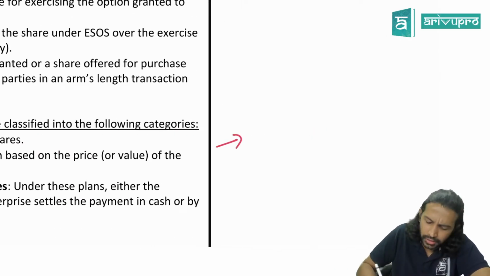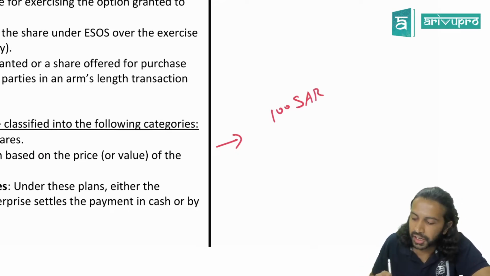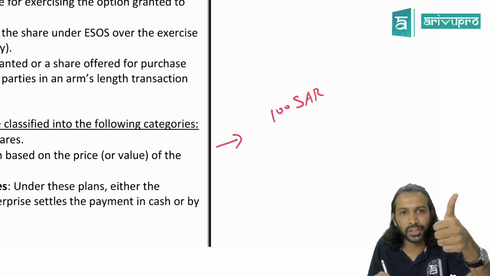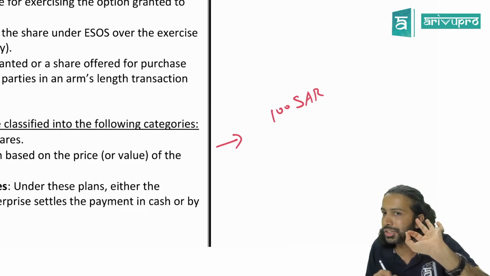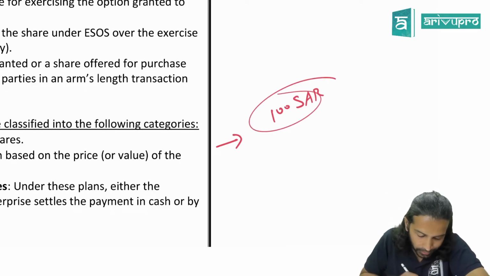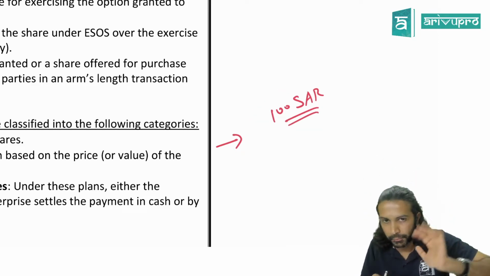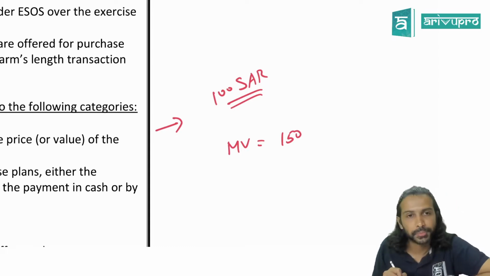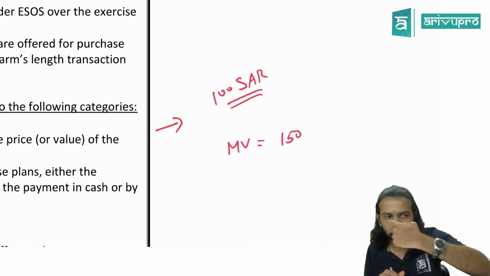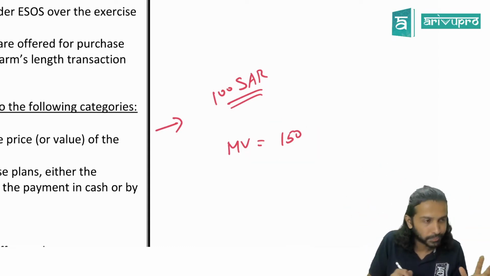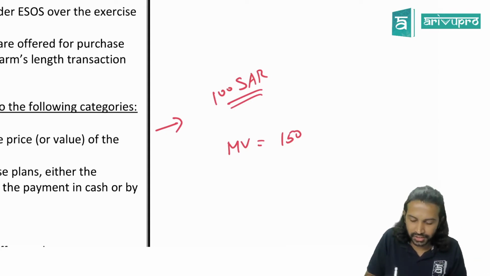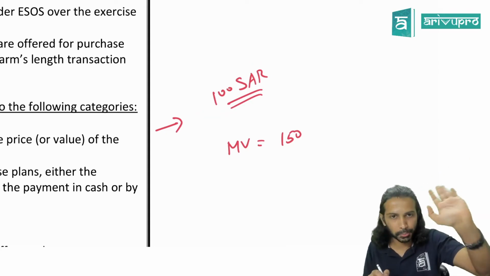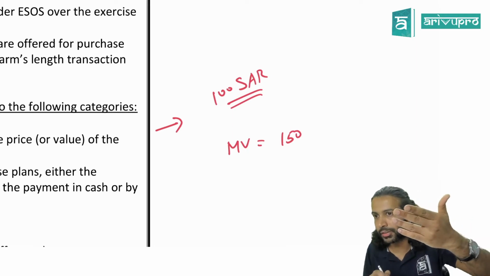How this works is, let's say a particular employee has 100 SAR. SAR means share appreciation rights or stock appreciation rights. So I assume 100 rights have been given to a particular employee. The day this right was given, the market value of the share was 150 rupees. Let's say this right is exercisable after 1 year, for simplicity.